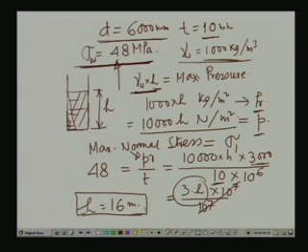So, if we would like to keep the pressure in the tank wall up to 48 MPa, then the maximum height up to which we can pour water is 16 meters.